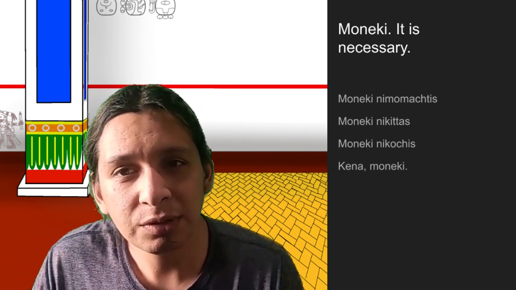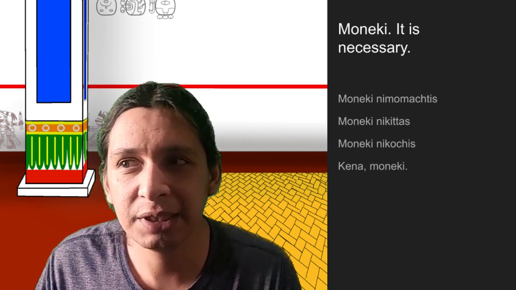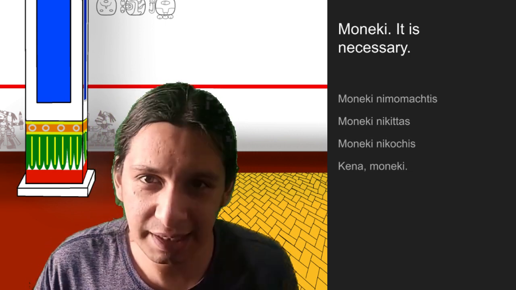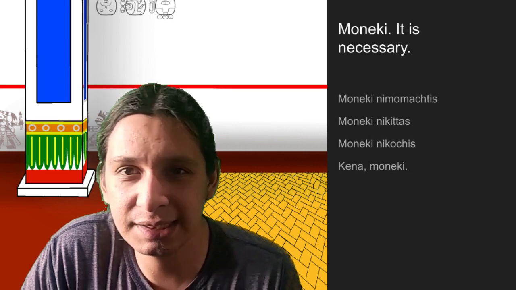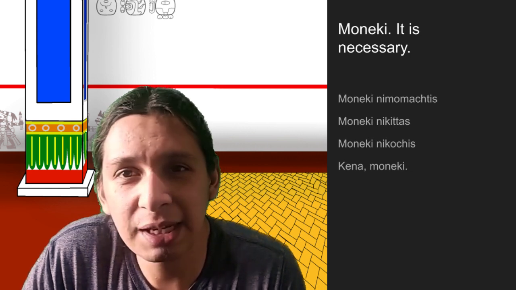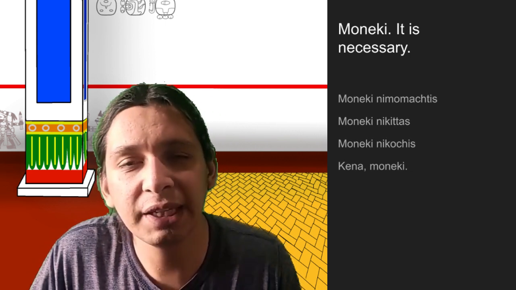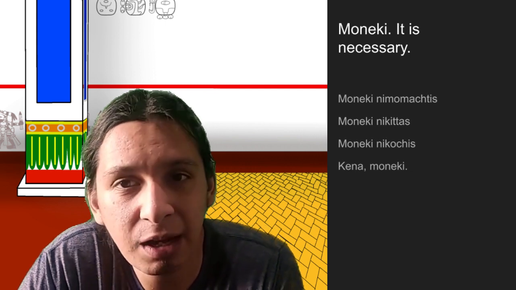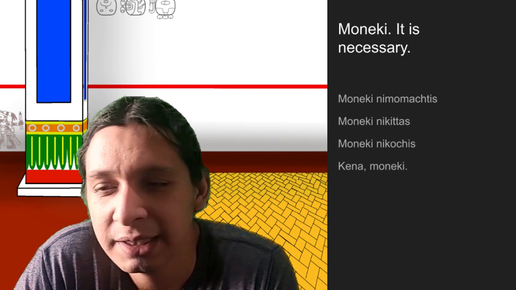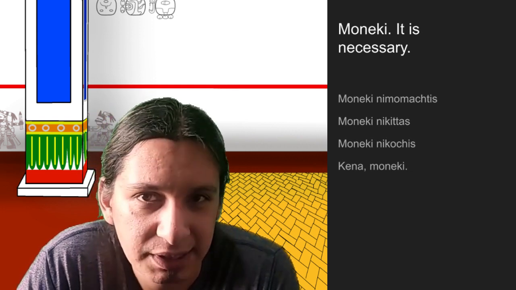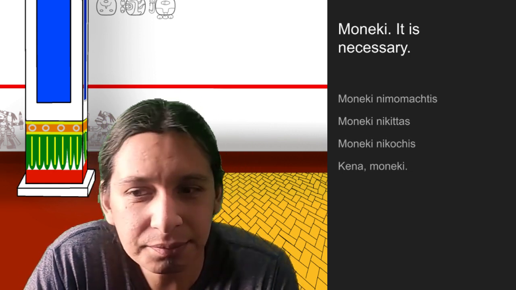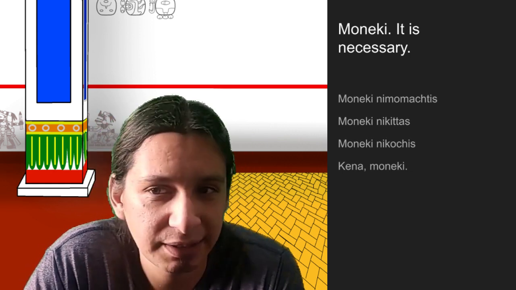So if I put mo, which is that reflexive thing with neki, it means it wants itself. In other words, it is necessary. So mo neki, it is necessary. This is how we say you need to do something, right? Mo neki, or it's necessary. It's very common. You'll hear this word a lot. So this is why I bring it up. I could say mo neki ni mo machtis, which means it's necessary that I study.